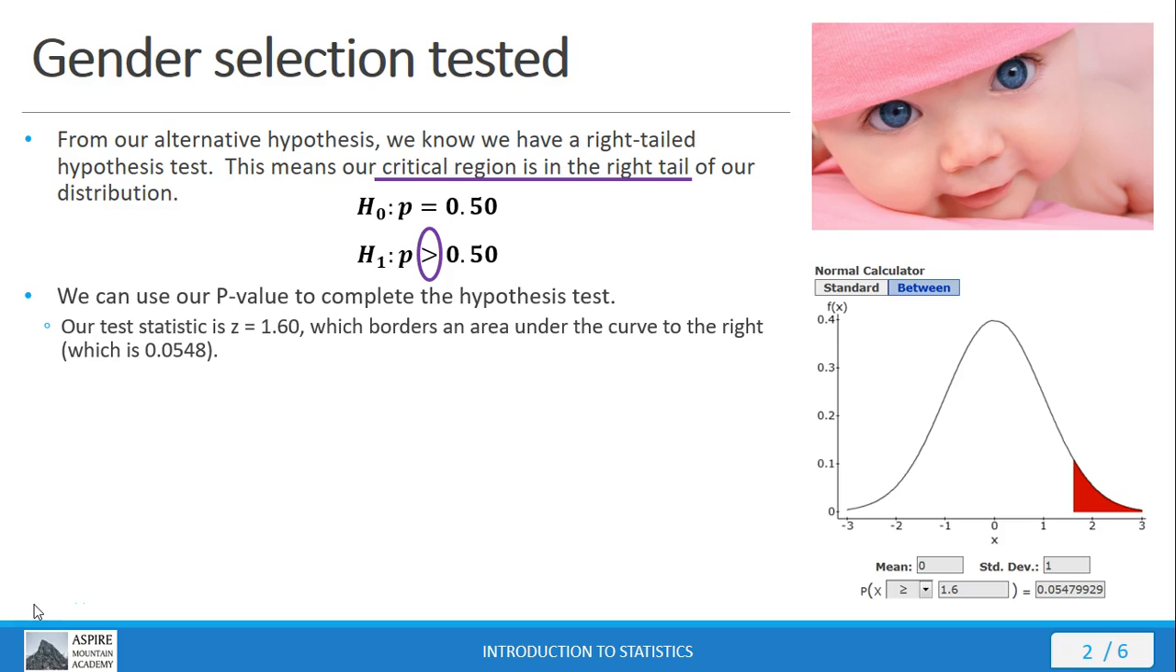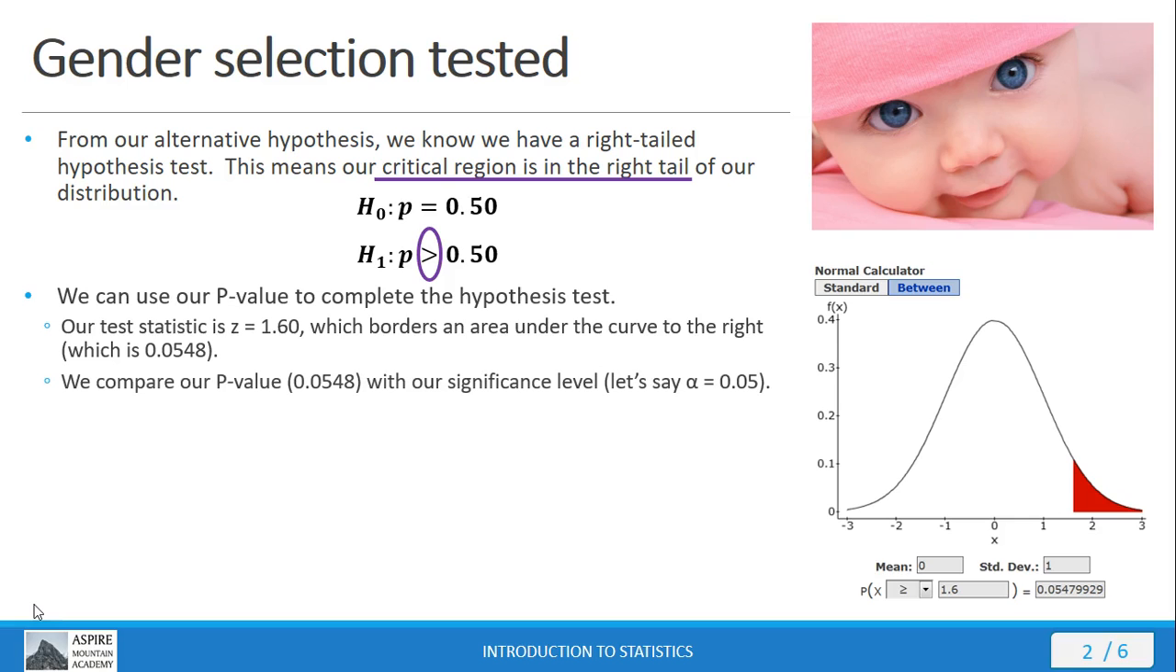We can get that easily by using the normal calculator in StatCrunch, or if you want, you can use your z-score tables. That works just as well. Just remember, if you use the tables, typically the value you get for the area is going to be the area to the left, because here we want the area to the right. You're going to have to take the complement of that area you find from your z-score table. Either way, you get the same number for that area in the right tail of our distribution, 0.0548. That is the p-value.